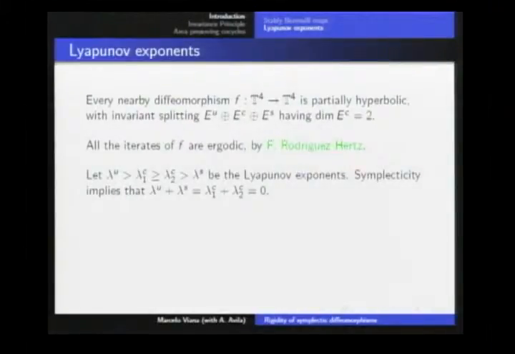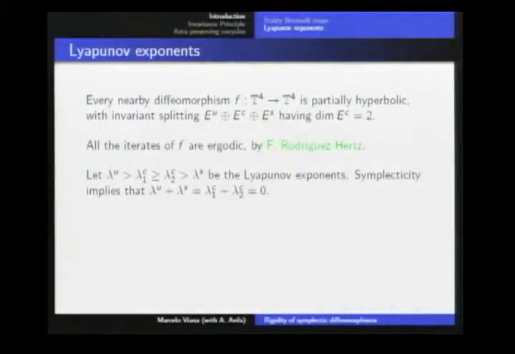First a few simple remarks. Every nearby diffeomorphism close to A is partially hyperbolic with an invariant splitting which is still two-dimensional. And Federico proved that all the iterates of f are ergodic. That's part of Federico's thesis.